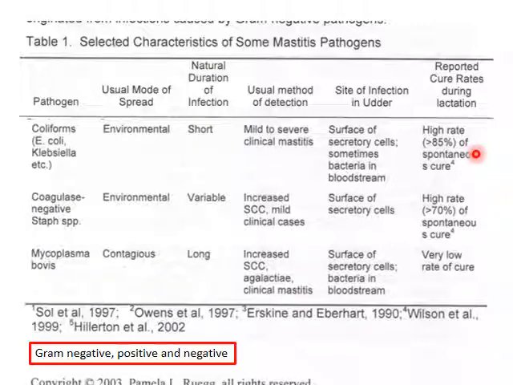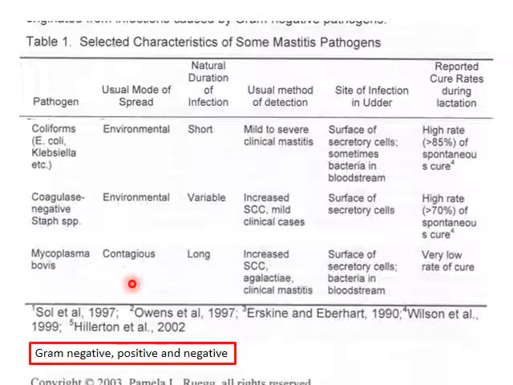Antibiotics really aren't necessary. Coagulase negative strep species, all environmental, variety of things there. Again, we're looking at spontaneous cure rate. We're not looking at antibiotics in any way, shape, or form. Last, this one is gram negative.